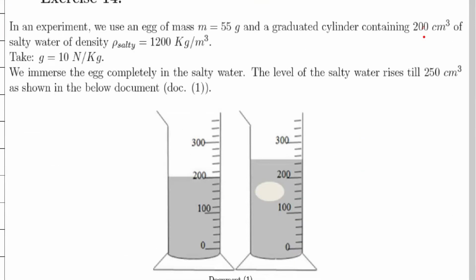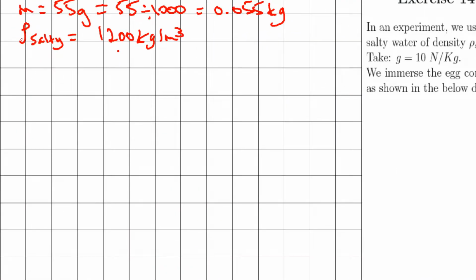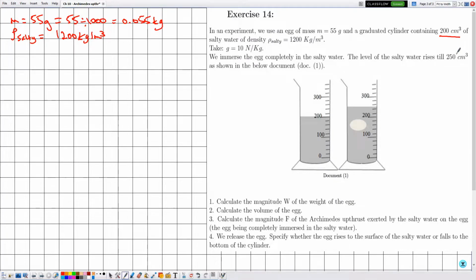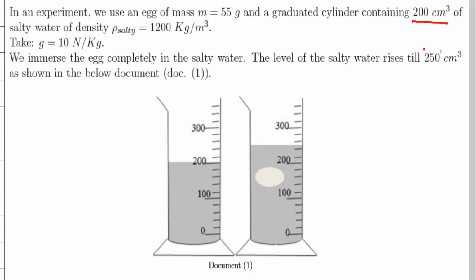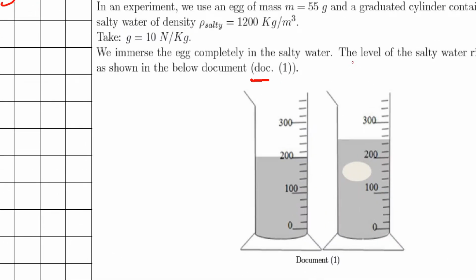And a graduated cylinder containing 200 centimeter cube of salty water of density rho salty given by 1200 kilogram per meter cube. Knowing that the density of water is usually 1000 kilogram per meter cube, because of the presence of salt in this water, the density is larger and it's given by 1200. We immerse the egg completely in the salty water. The level of the salty water rises till 250 centimeter cube, as shown in the below document 1. They mentioned this document, now we can use it.